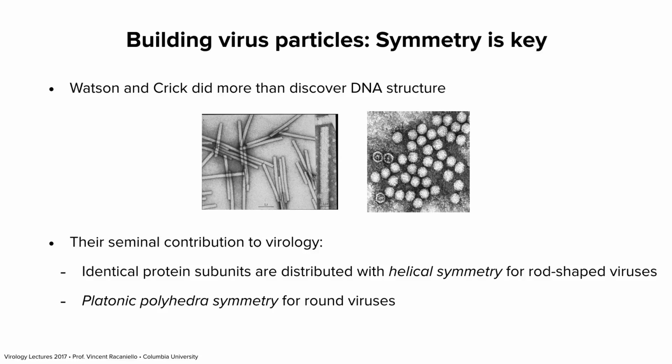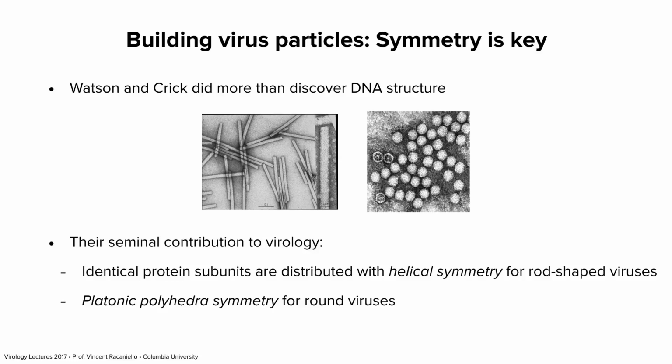All that means, you know what the platonic polyhedra is, solids like icosahedra. It turns out that icosahedra is the only platonic solid used to build round viruses. So either helical symmetry or icosahedral symmetry are used to build viruses. That was their contribution. And in both cases, identical protein subunits are used to build the virus particles.